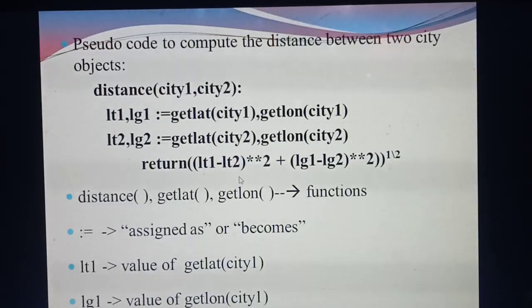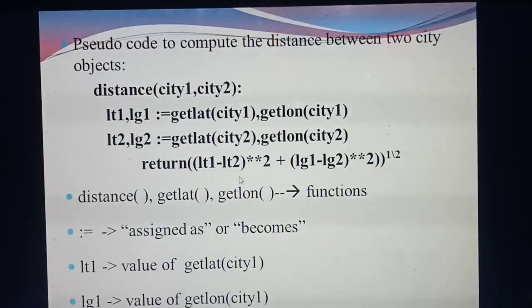Next, after writing this code, you need to mention what functions, what variables, and what things you are using. How many functions are there here? 3. What are they? Distance of, get latitude of, and get longitude of. How many functions are there? Distance of, get latitude of, get longitude of. Totally there are 3 functions.